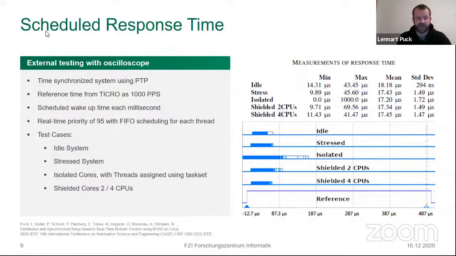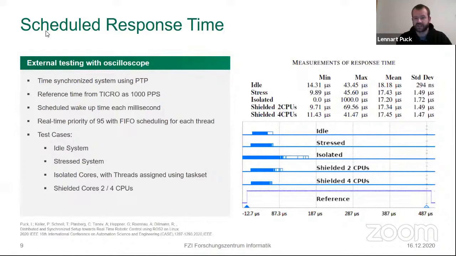The first was on an idle system where we used just our applications, no other processes running. Then a stressed system where we overloaded basically everything as well. Then we isolated 2 cores and had the threads moved to these cores to see if we can seclude the ROS2 application from the stress we employed. And later on, we used shielded cores, one try with 2 shielded cores, one try with 4 shielded cores.